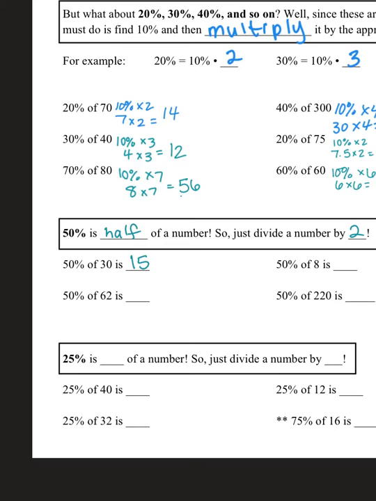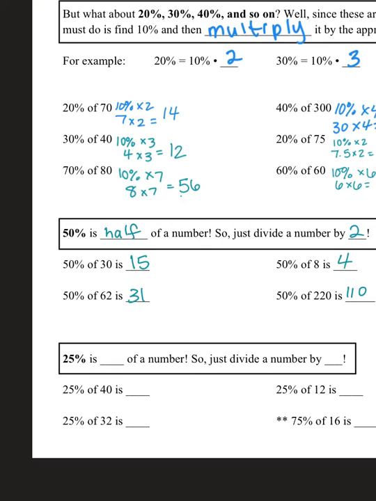50% of 62. Half of 62 is 31. 50% of 8: 4. 50% of 220: 110. Easy, right?